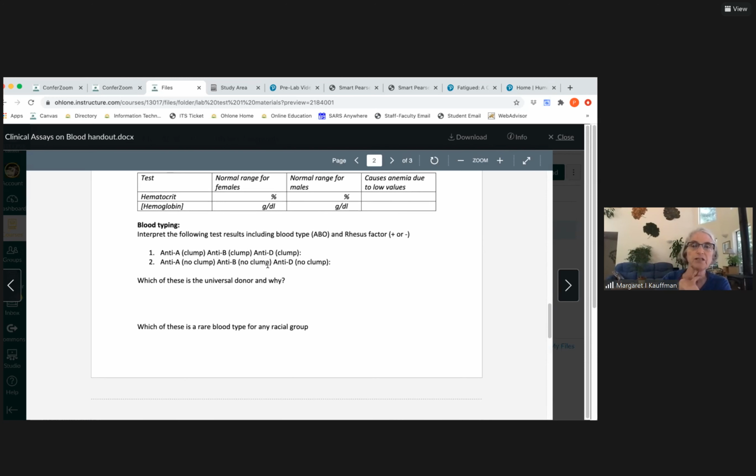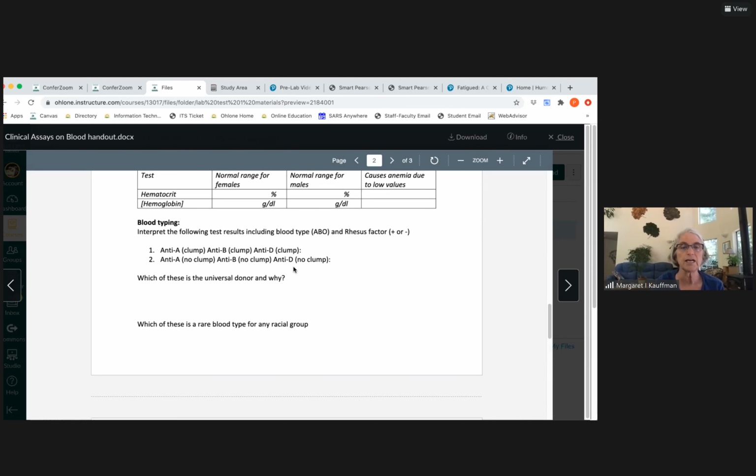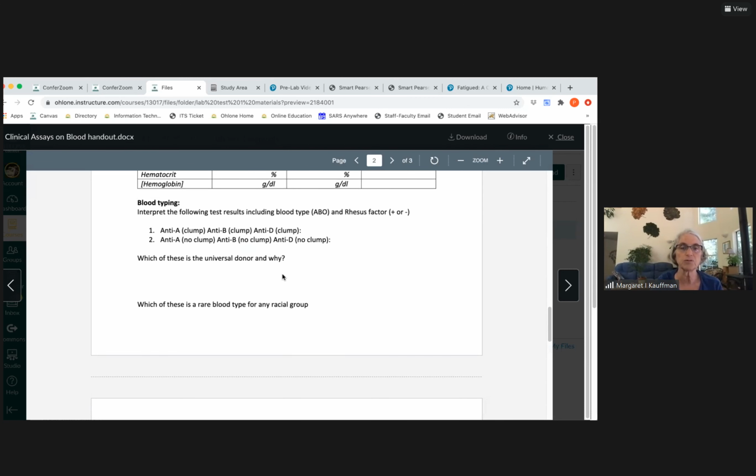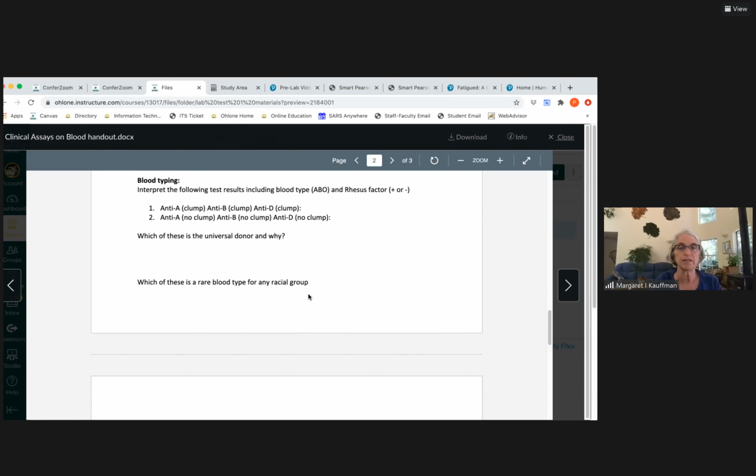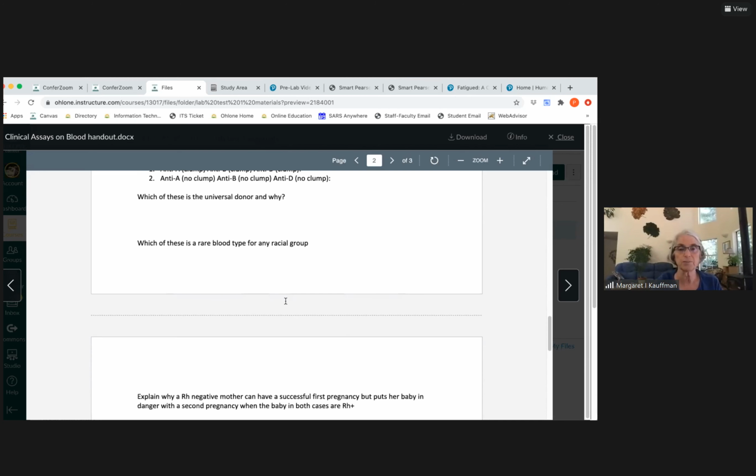If you've watched the video, you'll understand how to determine what the blood types are in these folks. So we use a little card to test them, not little wells like in the video. There could be pictures of those cards showing you clumping or no clumping. And what does that mean? You have to interpret it, including anti-D, remember, is Rh. And then I already answered this, but who's the universal donor, who's the universal recipient, that kind of thing. And which are the rare, which are the common blood types.